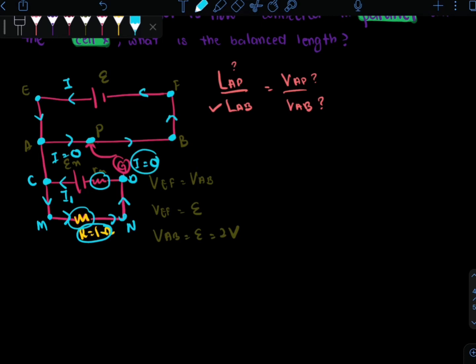Oleh sebab itu, kita boleh deduce that EMF X tidak sama dengan VCD. It doesn't equals to VCD. However, we know VAP sama dengan VCD sama dengan VMN. Cuma EMF X sekarang tidak sama dengan VCD. So you need to find the potential across sini CD ataupun MN untuk deduce potential across AP ini.